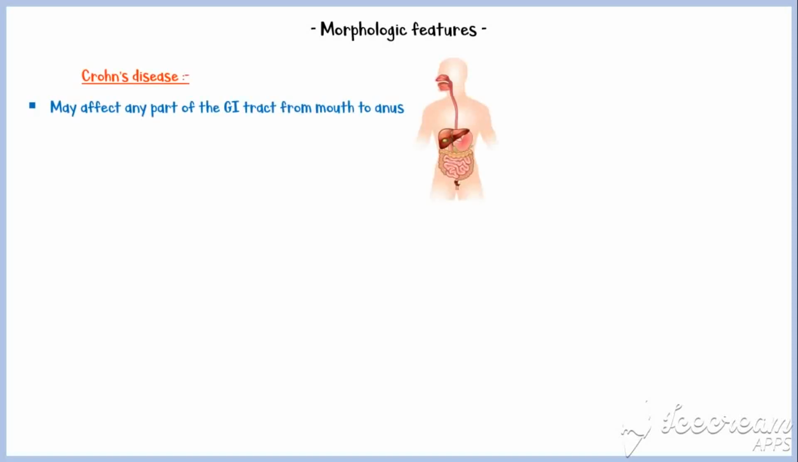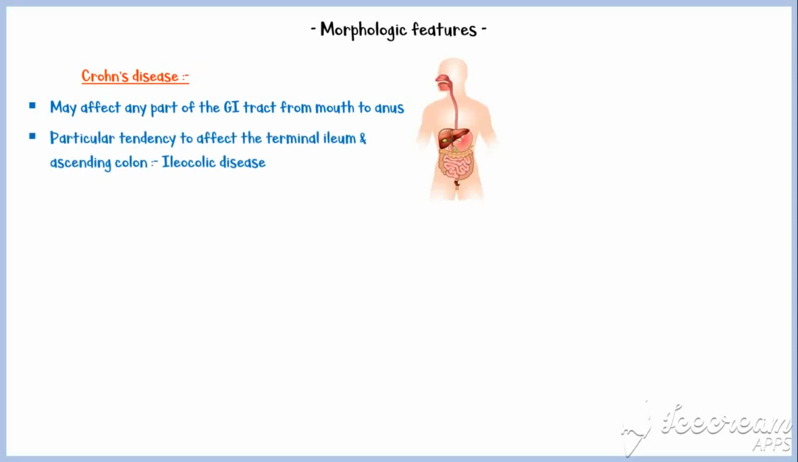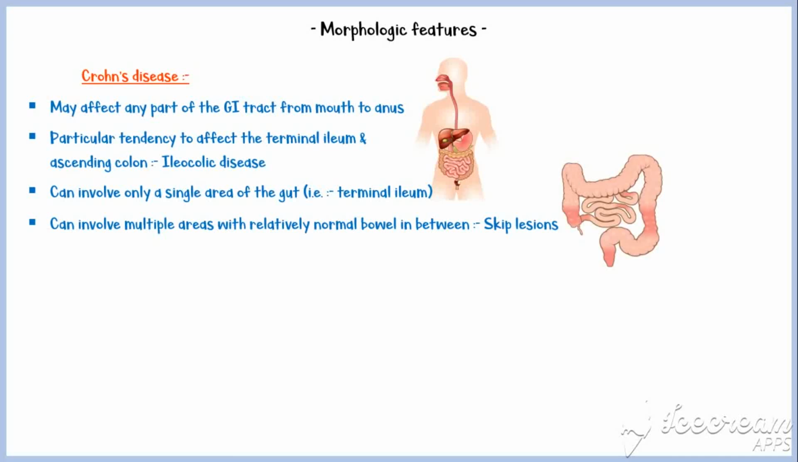Now let's discuss the morphologic features of inflammatory bowel disease. As already mentioned, Crohn's disease may affect any part of the GI tract from the mouth to anus. But it has a particular tendency to affect the terminal ileum and ascending colon, which is known as ileocolic disease. It can also involve only a single area of the gut, like the terminal ileum, or multiple areas with relatively normal bowel in between. These are known as skip lesions. Skip lesions are characteristic for Crohn's disease and may help differentiate it from ulcerative colitis.